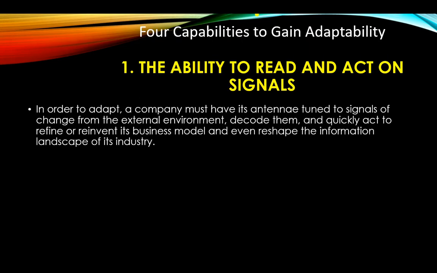So basically, there are four capabilities to gain adaptability. Of course, you have to know and act on the signals. Okay, the ability to read and act on signals. So a company must have an antenna that is tuned to the signals of change. Sometimes we need to decode them and quickly act to refine and reinvent the business model. Di ba? What happened now, all people are into online. Mostly if you are a conservative organization, definitely this one is new for you.